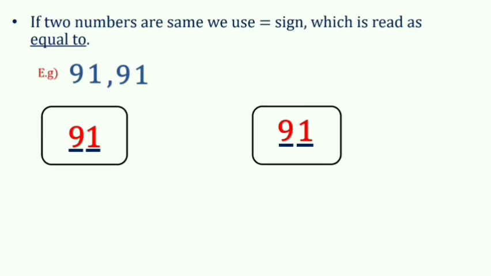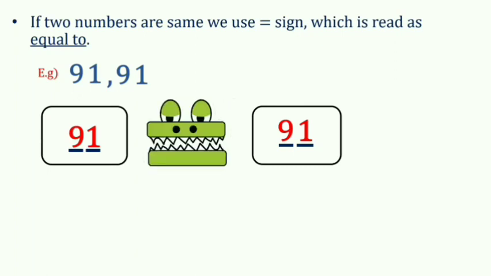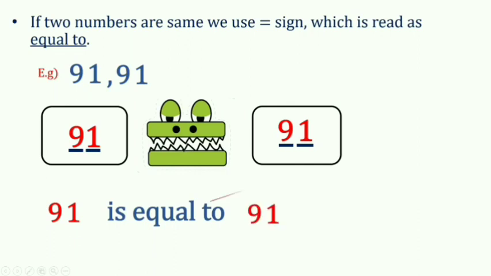And therefore, Mr. Alligator gets confused. It shows the equal to sign and it is read as 91 is equal to 91. And this is the symbol we use to show 91 is equal to 91.